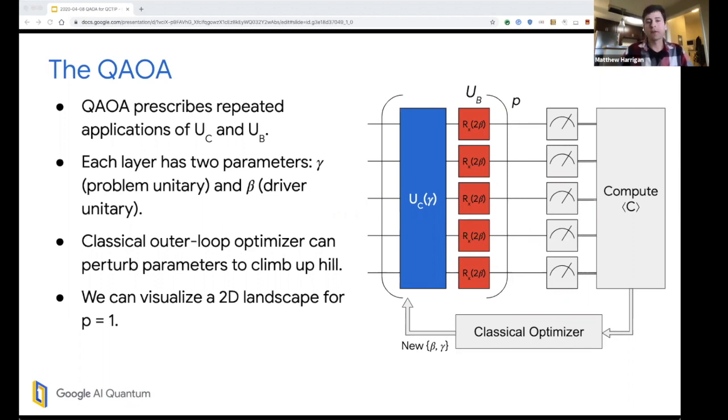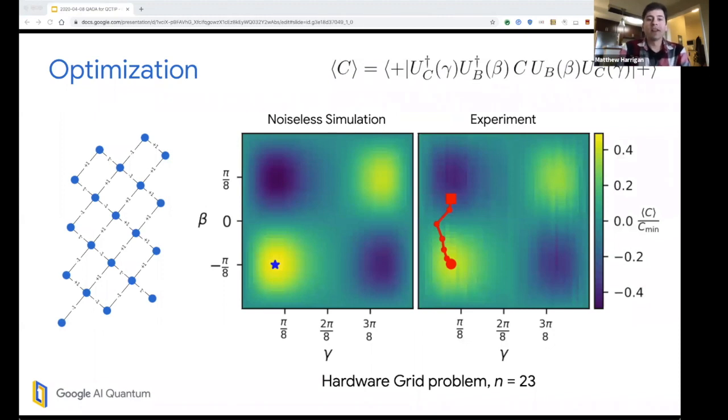And first, we restrict ourselves to the shallowest depth version of this algorithm, where we set this depth hyperparameter p equal to 1. So there's only 2 angles, and we could plot the quality of solution versus the 2 parameters and do an exhaustive search. So this is the parameter landscape for a 23 qubit hardware grid problem with random plus or minus 1 weight couplings on all of the edges, with a noiseless simulation plotted on the left and our experimental results on the right.